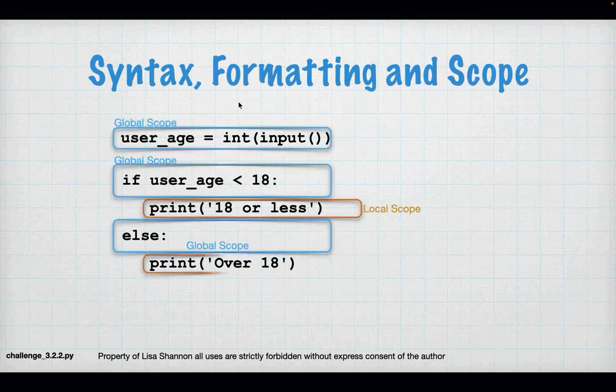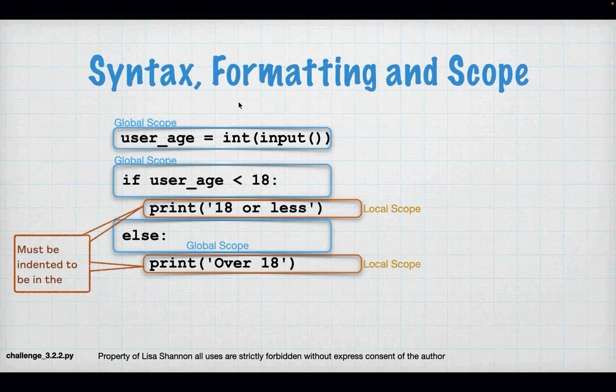First of all, what you see in blue is everything in the global scope. If it is in the global scope, it is available to the entire program for the entire run of the program. So user age is in the global scope and you can use it anywhere you want. The if and the else statements are also in the global scope, so I can use them anywhere I want. But there are two lines that are in the local scope: the print 18 or less and the print over 18.